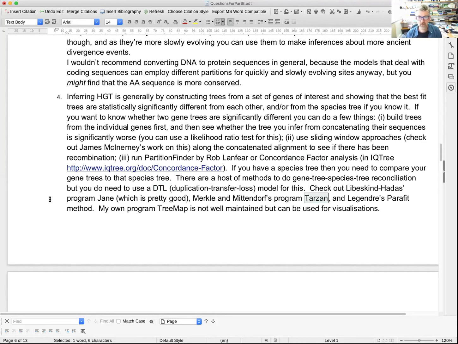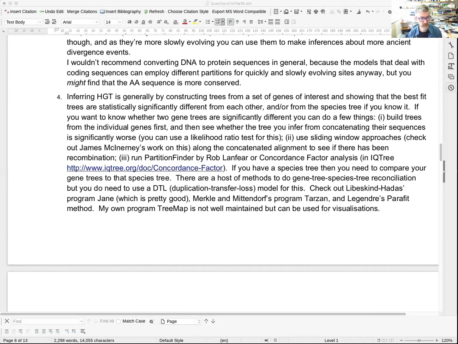You might be wondering what about the names. I'll tell you in a sec. And that hasn't been updated, I think, since 2005, so it might be abandonware now. Pierre Legendre wrote Parafit, and that's actually a method that's in some R packages. And just to see if I can, I'll put it into here. So R packages. I'm just putting it into the discussion board.